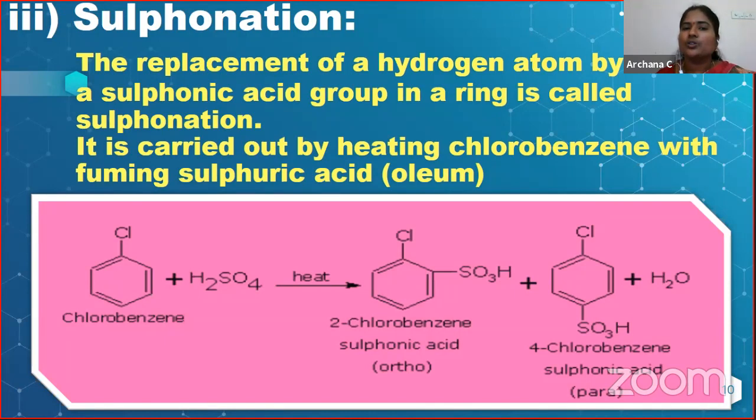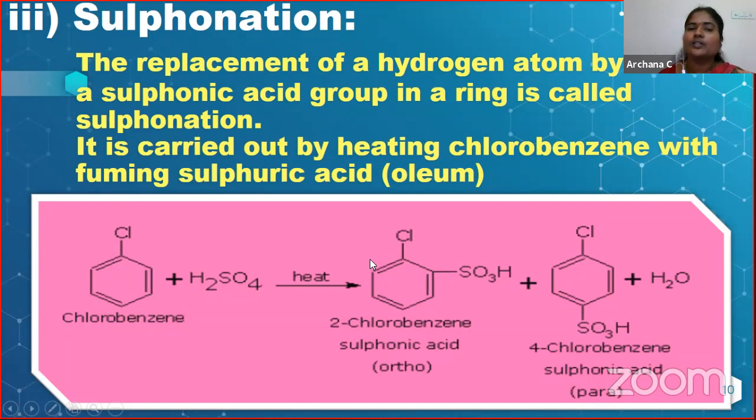It is carried out by heating the chlorobenzene. See here, what is the starting material? Chlorobenzene. When it reacts with oleum, oleum means fuming sulfuric acid, it forms 2-chlorobenzene sulphonic acid and 4-chlorobenzene sulphonic acid. Here also we have to give preference to the sulphonic group. Therefore, give the numbering from here.